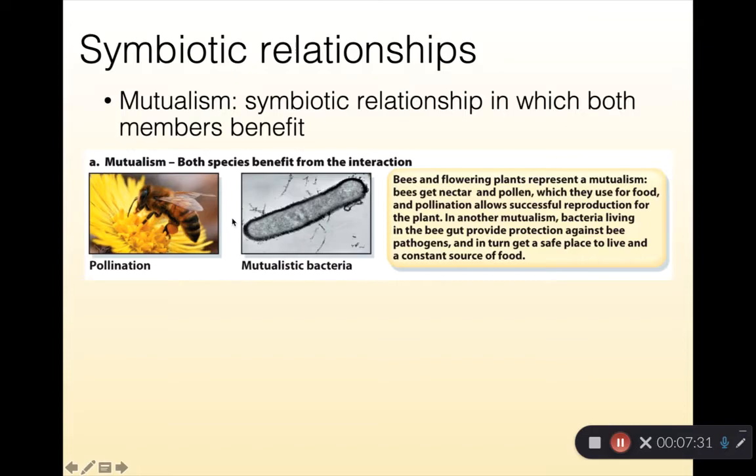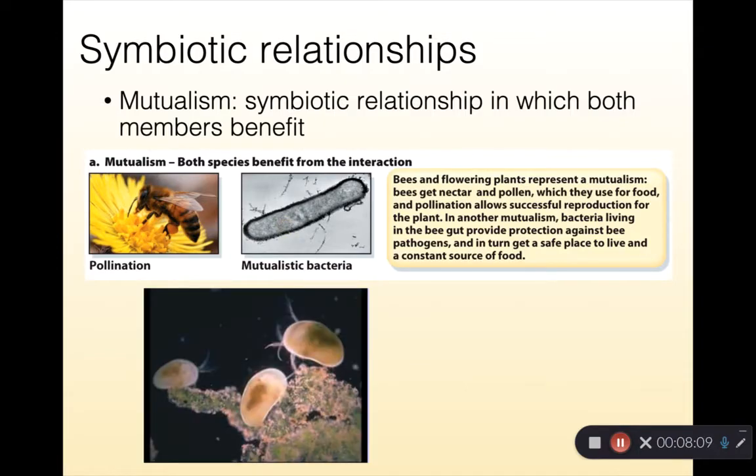But you can think of mutualism even on a microscopic level. Again, it doesn't really matter the size of the organism. What matters is the identity of the interaction between these organisms. So in the bee gut, there's mutualistic bacteria that survive off of the nutrients that the bee ingests, and in turn, these bacteria can provide protection against pathogens for the bee. A lot of research today is looking at the gut microbiota and how that influences health in humans. And that's an example of a mutualistic symbiotic relationship.